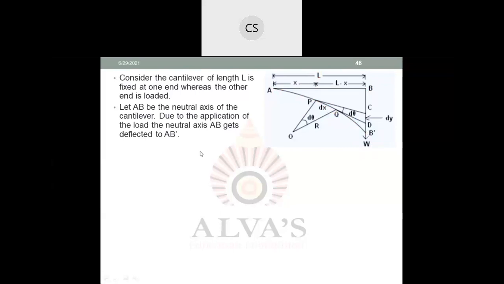So some assumptions we have to make at this point. What is that?